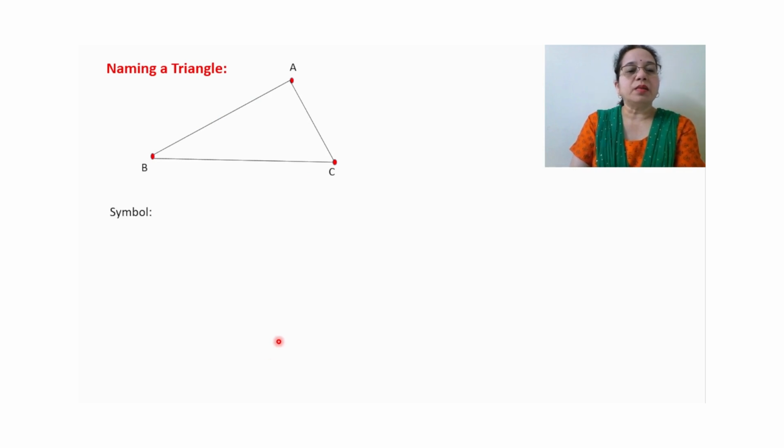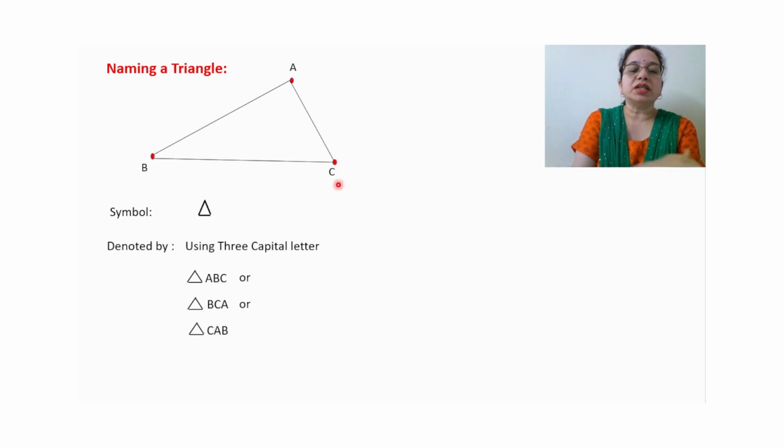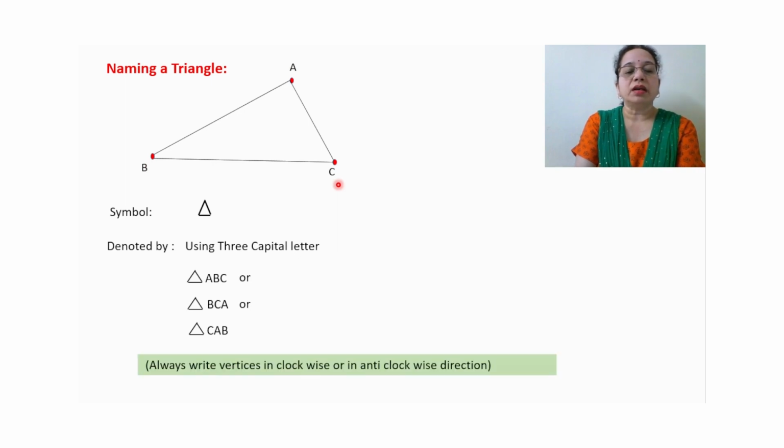Naming a triangle, the symbol of a triangle is this small triangle. How do we denote this? By using 3 letters. So triangle ABC, or you can start with any other letter. If you want to start with vertex B, you can say BCA, or you can say BAC. Similarly, you can start with vertex C also. The meaning is same. Always we write the vertices in clockwise or anti-clockwise direction.